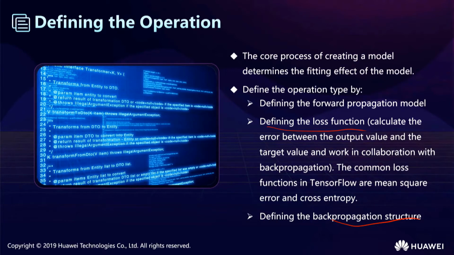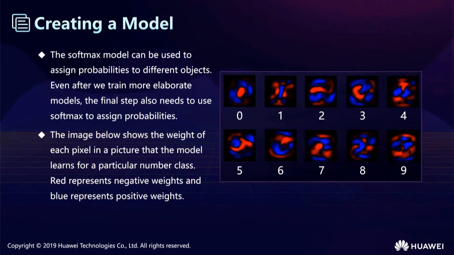And the third operation determines how to modify our models. Now let's create a model. When we do the multi-category task, softmax regression is often used. The softmax model can assign the probability for each pixel to different objects. Look at the picture. The blue represents the negative weight, and the red represents the positive weight. Then we can sum these weights up, and so we can get the result.